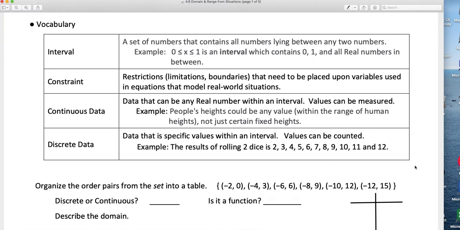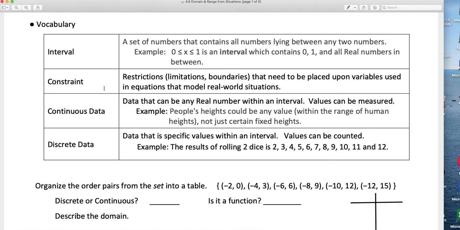All right, so we've just been working with intervals. Let's go through the vocabulary. Interval is a set of numbers that contains all of the numbers lying between any two numbers. So here's my example. My interval starts with 0, it ends with 1, and all of the numbers in between 0 and 1, which could be a whole bunch of rational and irrational numbers, which would be all real numbers, between those are part of this interval. And we are going to write our domain and range as intervals today.